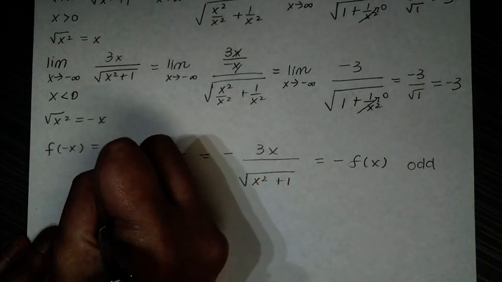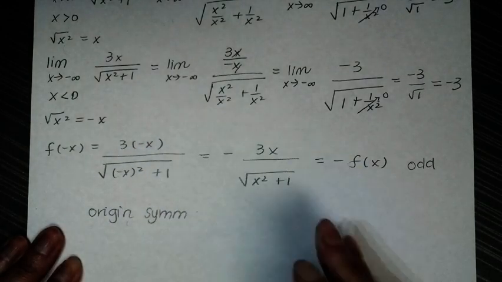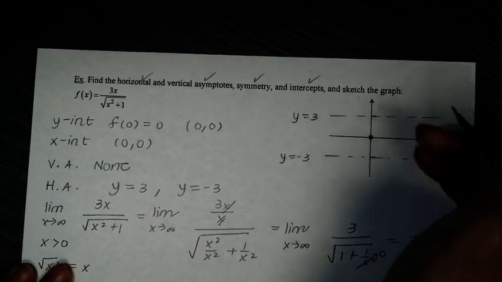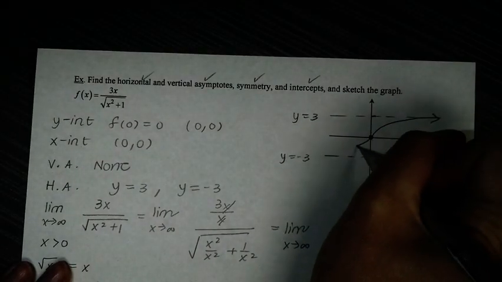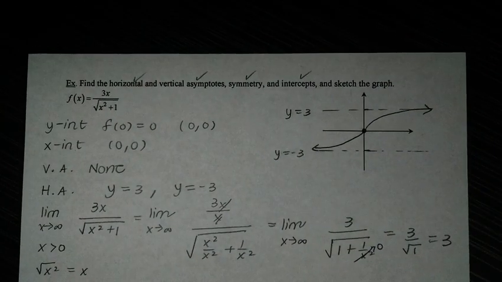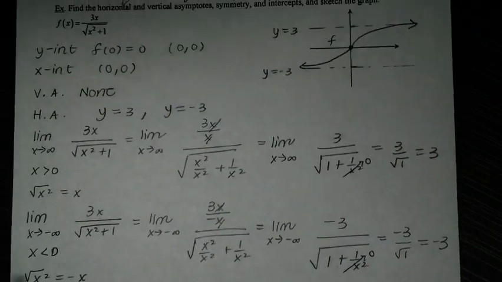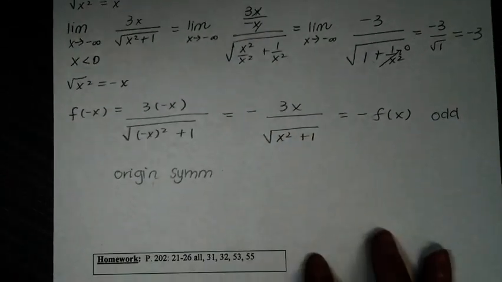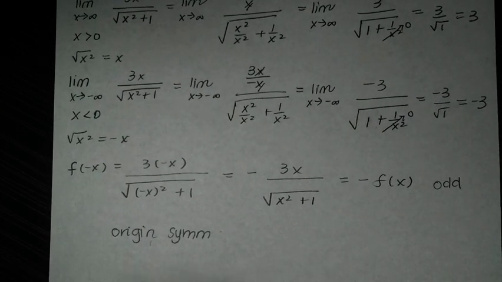Okay, so this means it is symmetric with respect to the origin. So your graph here is going to look like this, from the asymptotes that we have. Do you see it? So that's what we have. That's your graph of f, and that's pretty much it for today. This is your graph, and remember, it has origin symmetry. Okay, I hope that you find this video helpful. Bye!